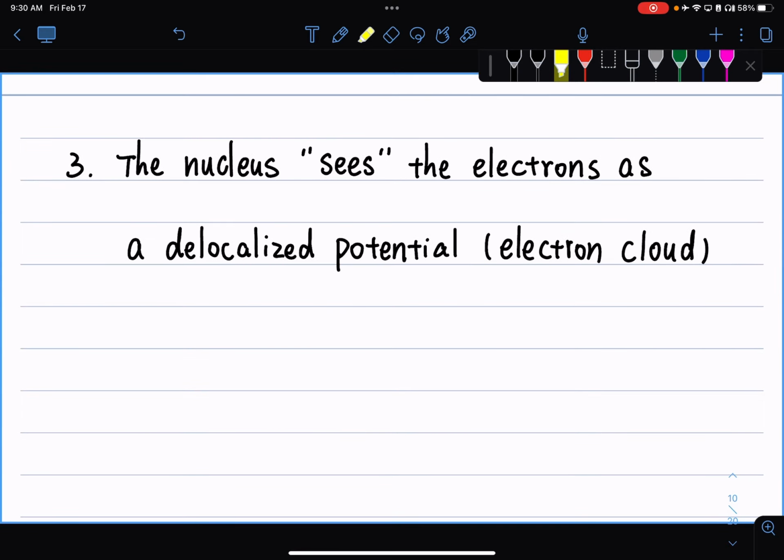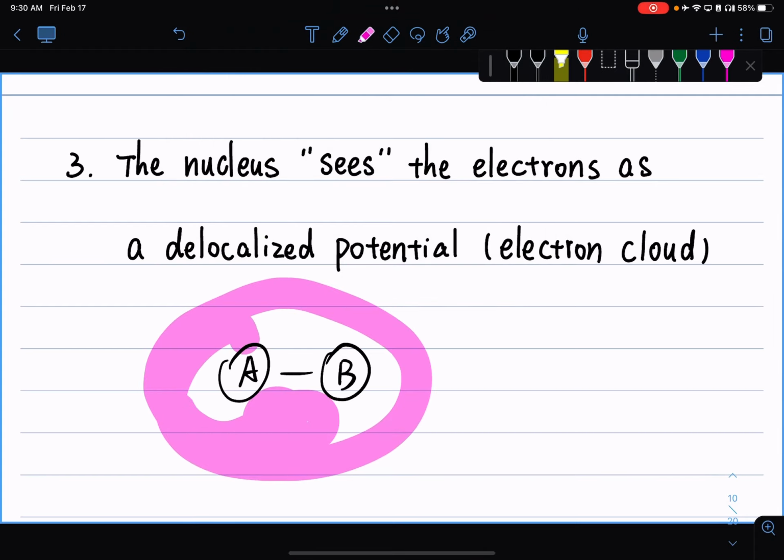The second piece of rationalization is when you have nuclei, right? The nuclei are moving relatively slower compared to the electron. So the consequence here is you have A and B, and the electron to the nuclei almost feels like just some kind of cloud. It's moving so fast, the nuclei can't figure out where that electron is at a given point in time. Or the other way to put it is the nuclei will actually see the electron as a delocalized potential, or electron cloud, electron density, if you may.